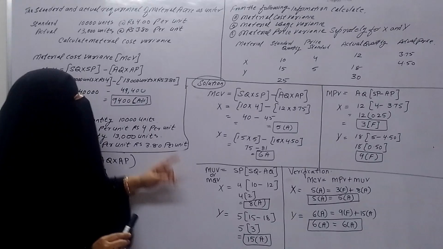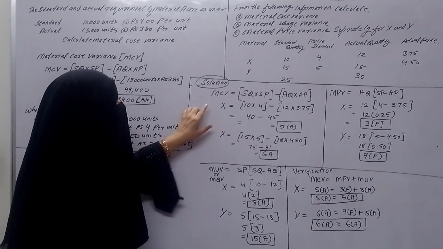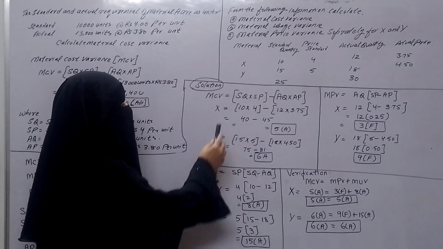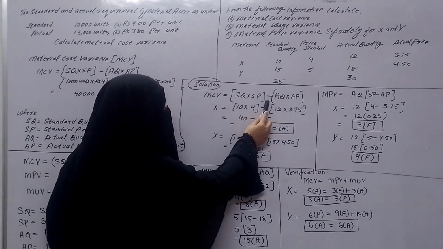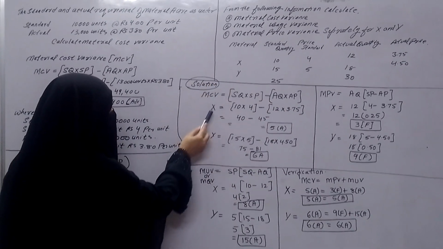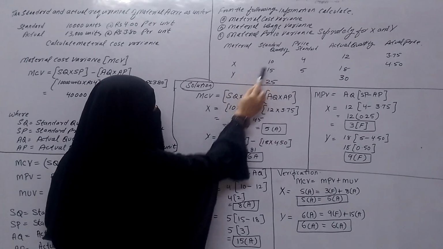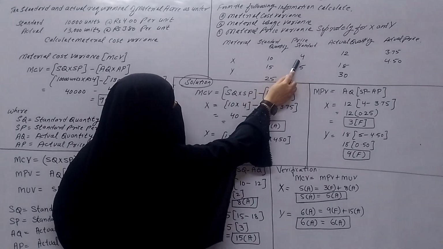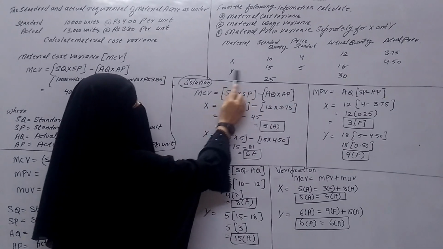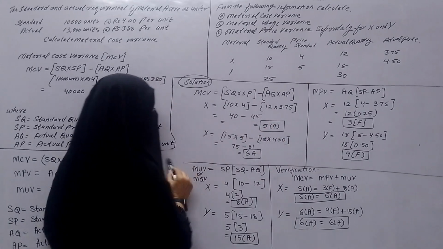Now, first is asking you to calculate material cost variance. So the formula of material cost variance, MCV, is equal to SQ into SP minus AQ into AP. First we are calculating for material X. For material X, the standard quantity is 10 and standard price is 4, 10 into 4. And actual quantity for X is 12 and actual price is 3.75.